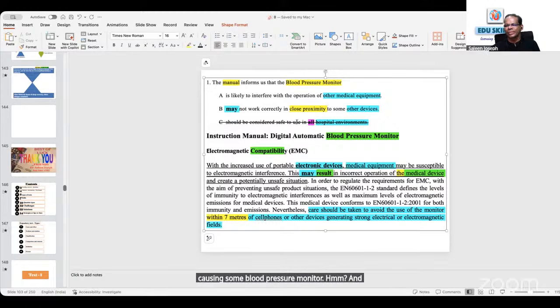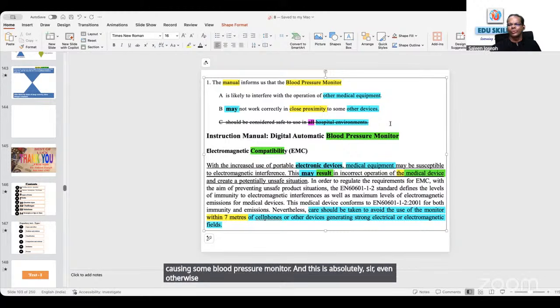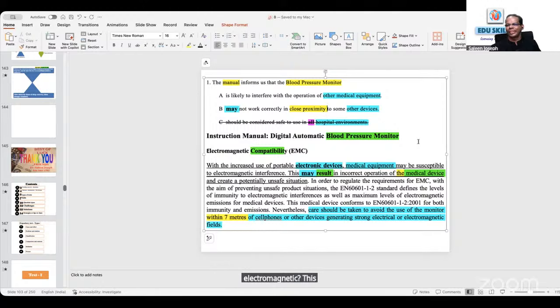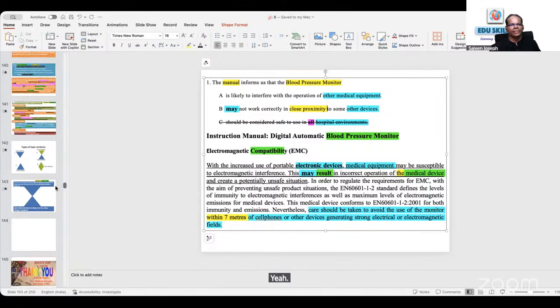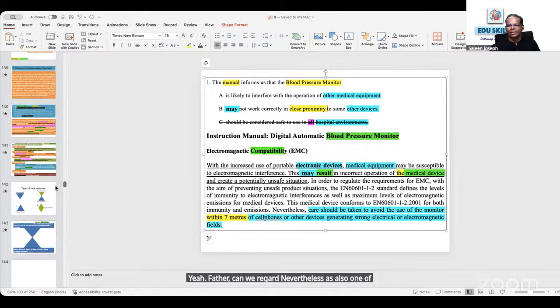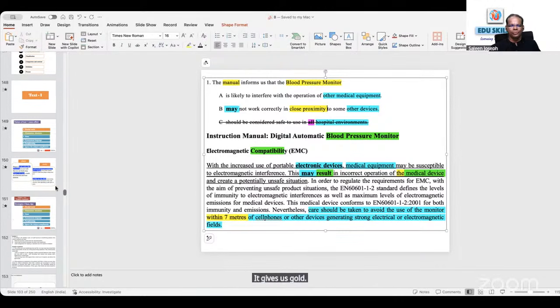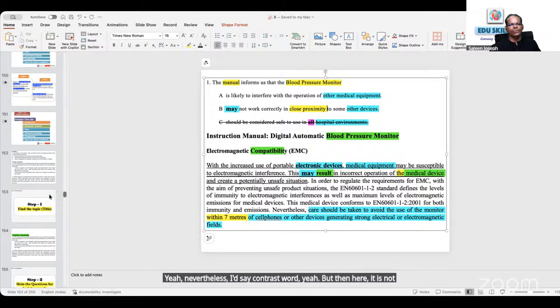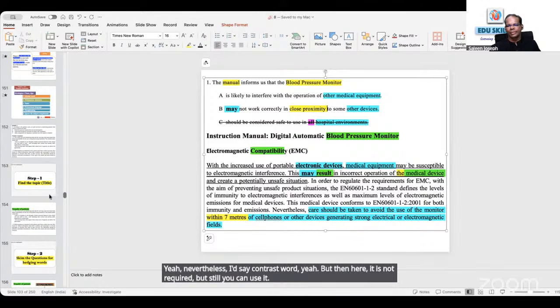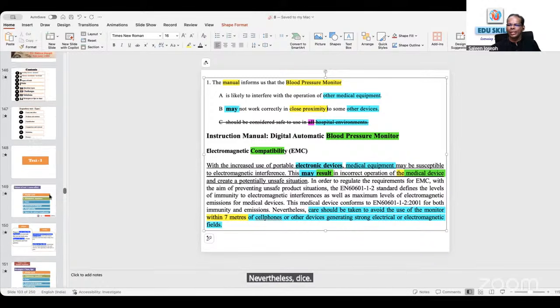And this is absolutely there. Even otherwise, hospital environment has nothing to do with electromagnetic. The concept is not given at all here. You get it? Further, can we regard nevertheless as also one of the contrast words? Yeah, it's a contrast word. But here it is not required, but still you can use it. Nevertheless is a contrast word. After that, the same meaning is given, no? Yeah, the same meaning is repeated.